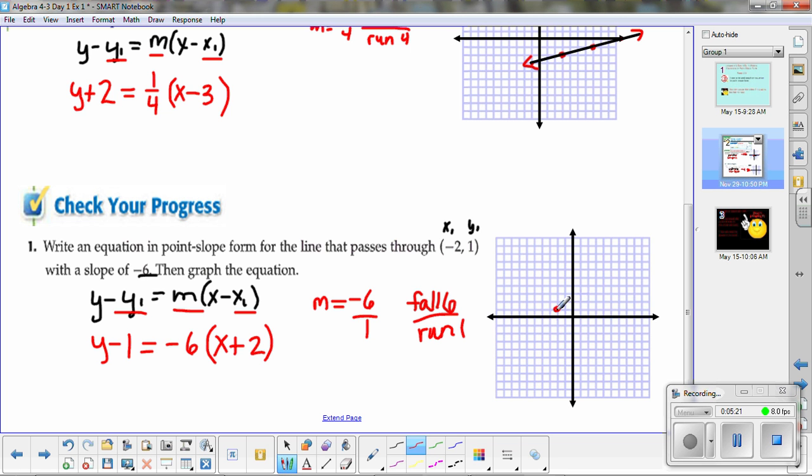So from this point, we're going to fall 6, 1, 2, 3, 4, 5, 6, and run 1. Remember, you only go in a negative direction once. So I always go negative first. So I'm going to go down 6 and to the right 1. And then we could go down 6 more, 1, 2, 3, 4, 5, 6, and to the right 1. It's going to be about right there. And then we can go ahead and connect our points with a line and arrows on the ends to show that it keeps going in both directions.